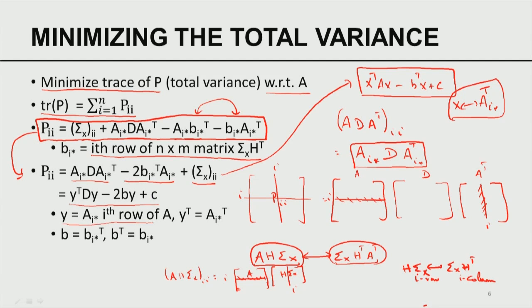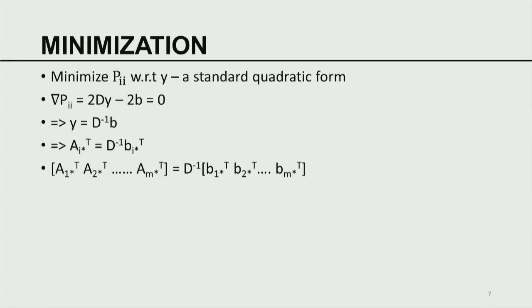Yi is the ith row of that. So y transpose is the column vector. So y transpose Dy is what we are concerned with. We already know the associations. So this one is A, whose structure is very well known to us. Now I am going to minimize Pii, the expression on the right hand side given by star, with respect to y. So minimize Pii with respect to y, that is a standard quadratic form.